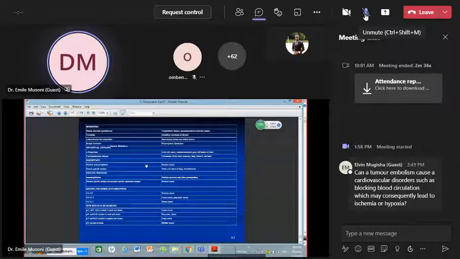So here there is a long list of tumor markers. For example, alpha-fetoprotein is for hepatocellular carcinoma, seminoma, and some germ cell tumors. PSA in prostate cancer, CA125 in ovarian cancer, CA19-9 in colon cancer and pancreatic cancer, CA15-3 in breast cancer.